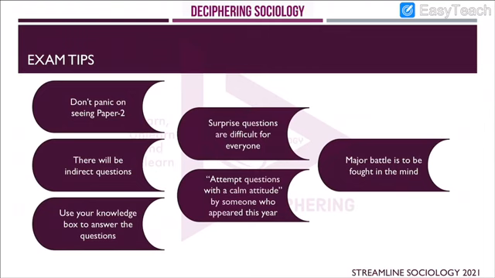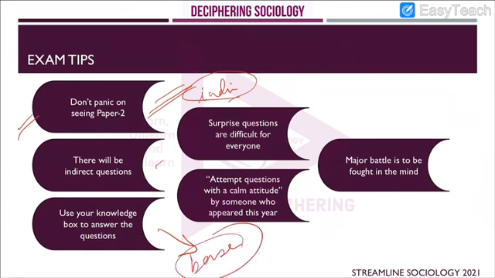After seeing paper 2, we have seen that there are many people who panicked. So my first advice would be to not panic on seeing paper 2, because every year paper 2 has a way of getting to you, has a way of making you nervous, and it will be an indirect question paper. It will not be a direct question paper. So you have to enhance your knowledge base, increase your repository of knowledge, and from that repository you have to answer the questions.